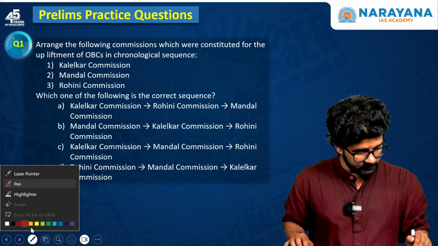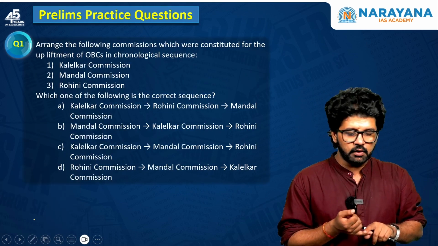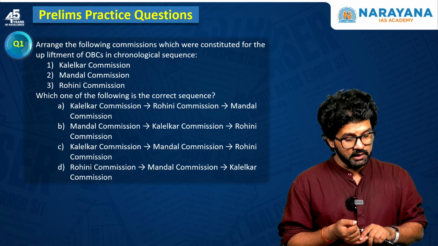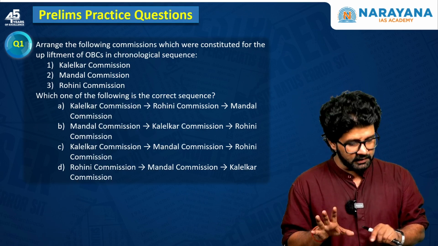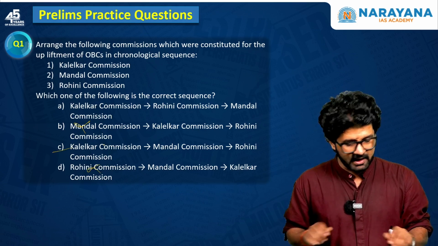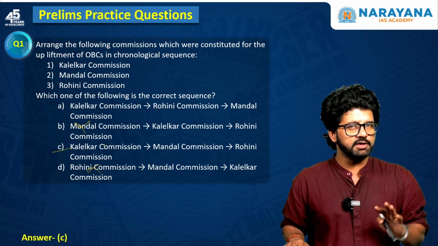So, first question for you. Arrange the following commissions in chronological sequence. We have talked about the Kalelkar, Mandal and Rohini commissions. What is the order? Kalelkar was first, so remove Mandal, remove Rohini, then Mandal and then Rohini. So that means the answer is C. You can pause me when you see the question.